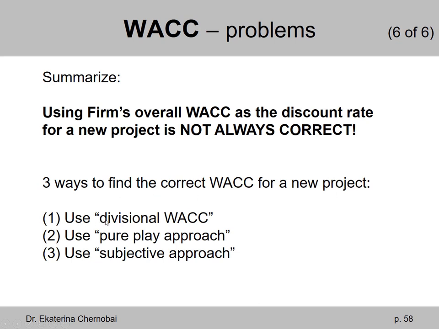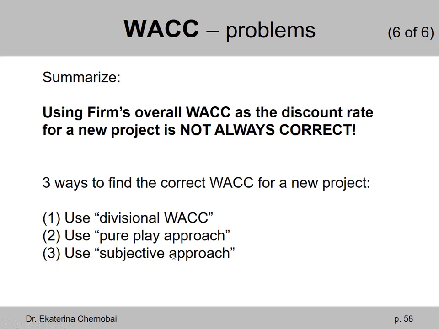We may use the divisional weighted average cost of capital. So each firm's division may have its own slightly different WACC. That's the proper discount rate for the division that would be in charge of the new investment project. Two, use the pure play approach. So we borrow the rate of return that other firms get on projects like the one we are considering and use it for our project's discount rate.